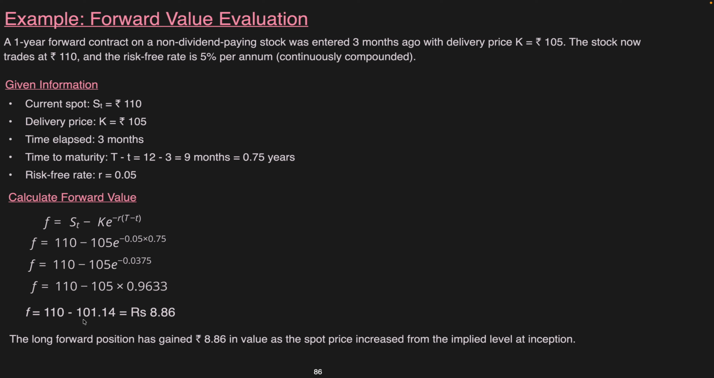So what is the meaning of this? The long forward position has gained 8.86 rupees in value as the spot price has increased from the implied level at inception. We do not know what the spot price was at inception, but the present spot price is 110 and the value of the forward contract of 8.86 indicates that there has been a positive change in the spot price of the contract.